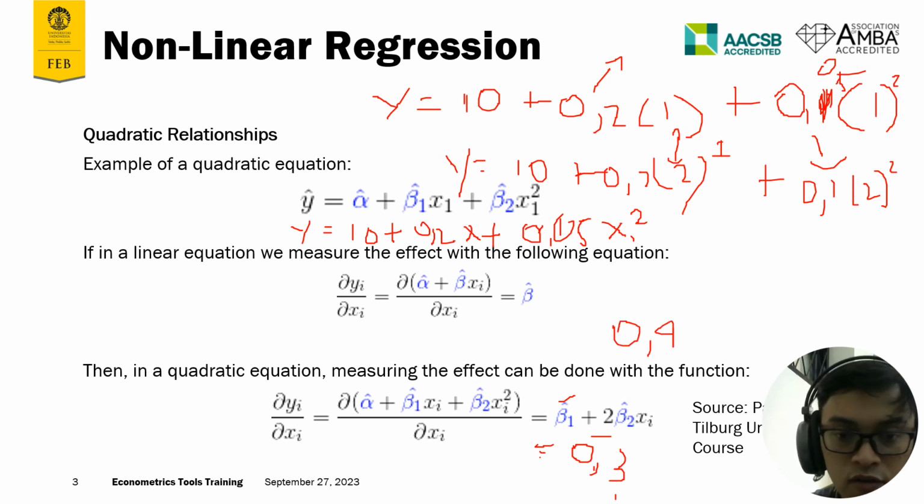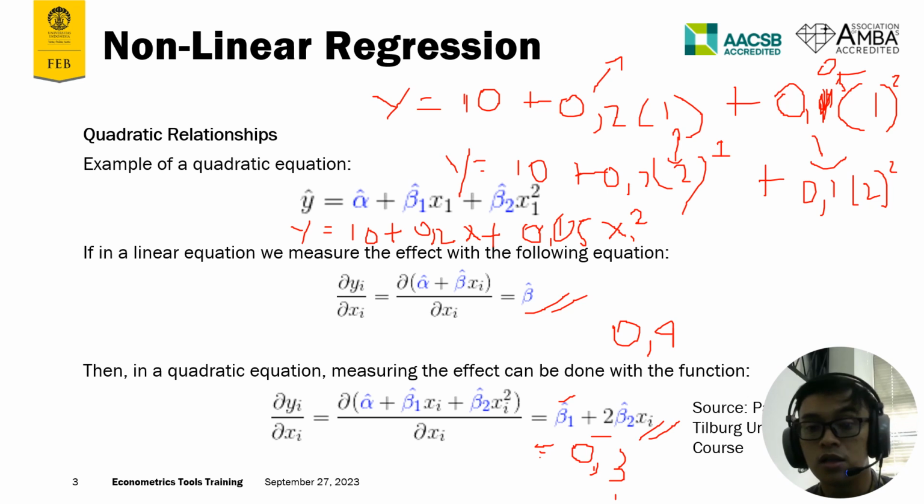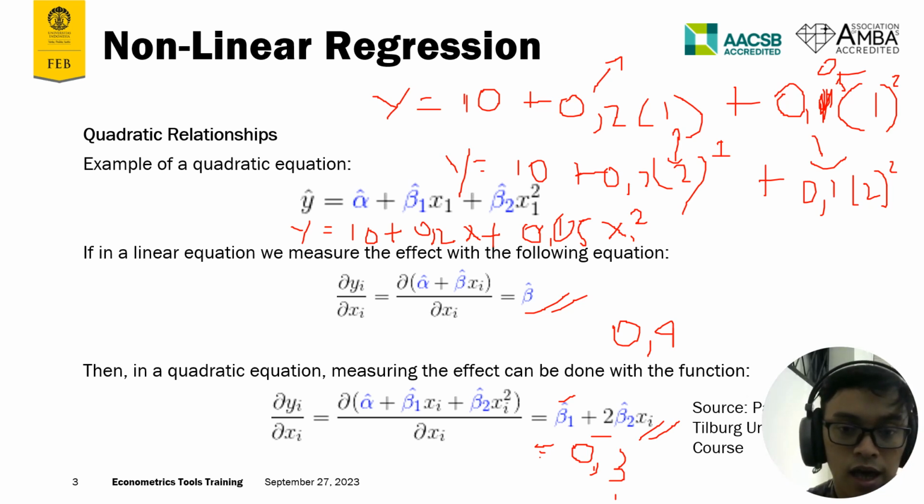So the effect of the independent variable on the dependent variable now is not constant, not just beta, but it depends on the base value of x itself. If the x value is 2, the effect will be higher than if we just have 1, and that also applies to a negative value that appears in the x1 term. So yeah, that's how the effect of the x on the y as the dependent variable works.